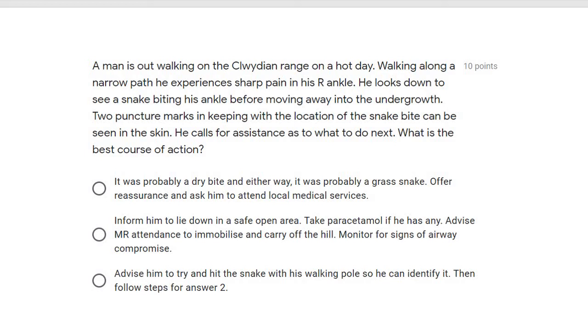Number 2, inform him to lie down in a safe open area, take paracetamol, advise MR attendants to immobilise and carry off the hill and monitor for signs of airway compromise. Or 3, advise him to try and hit the snake with his walking pole so we can identify it, and then follow the steps to answer 2.